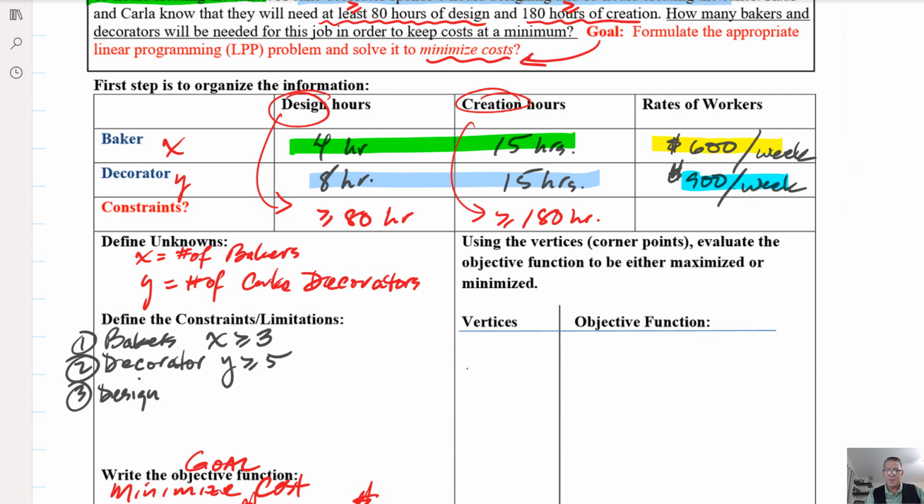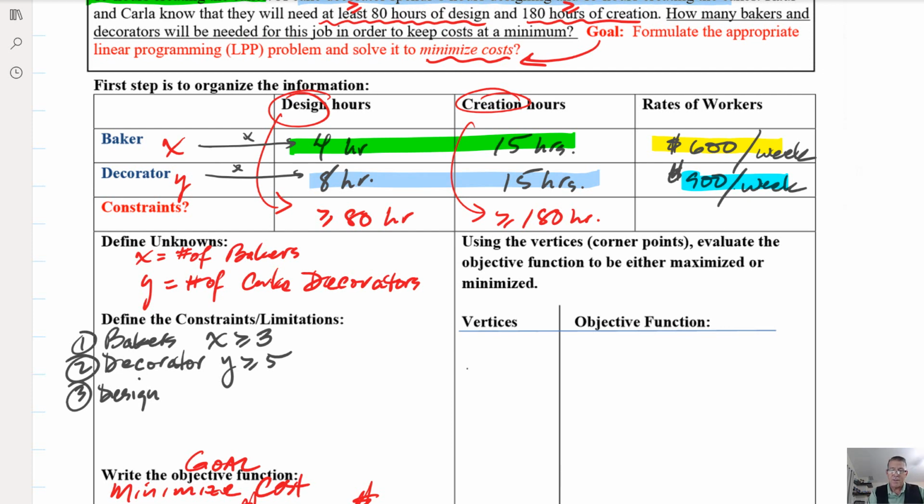And what we're going to do here is that we have to understand that for every baker it takes 4 hours. So if you have 1 baker, it's 4 hours, 2 bakers, 8 hours, 3 bakers, 3 times 4 is 12 hours, and so on. For the decorator, if you have 1 decorator, it takes him or her 8 hours. If you have 2 decorators, 2 times 8 is 16 hours. If you have 3 decorators, it's 3 times 8 or 24 hours. But in essence, you have to take the time required and multiply it by the number of people that you need in that position. And whatever that total is, it's got to be greater than or equal to 80.